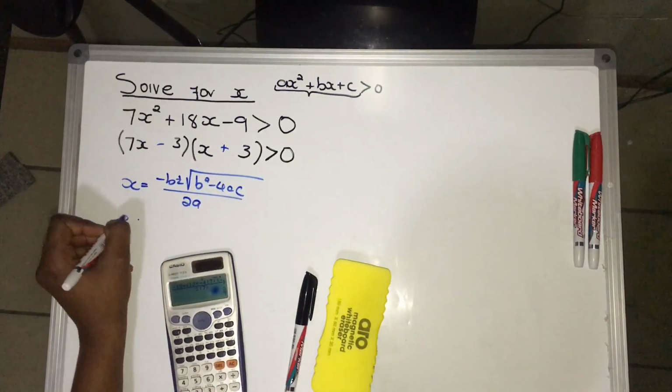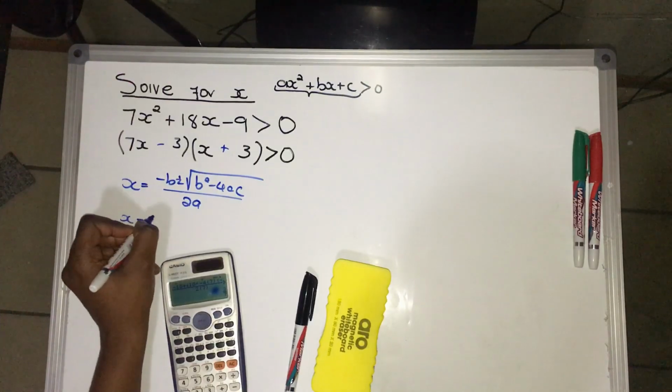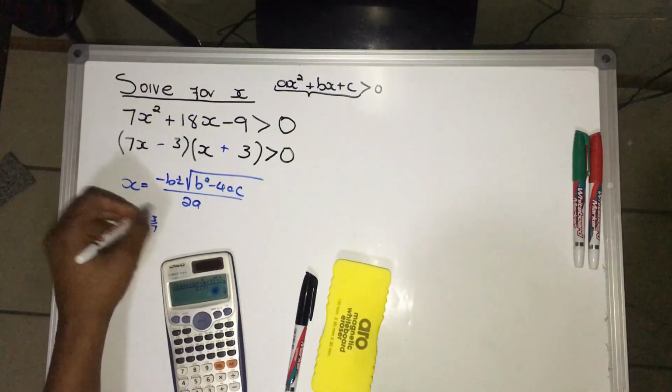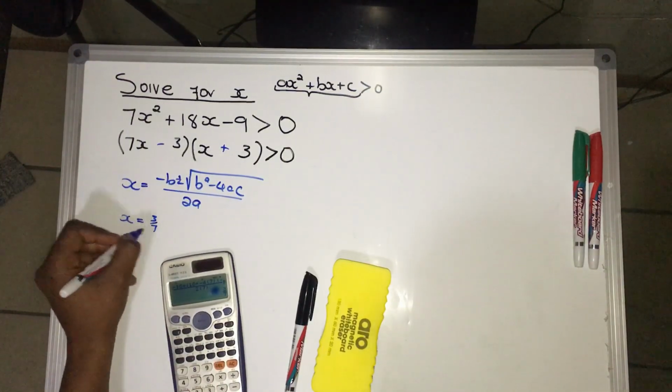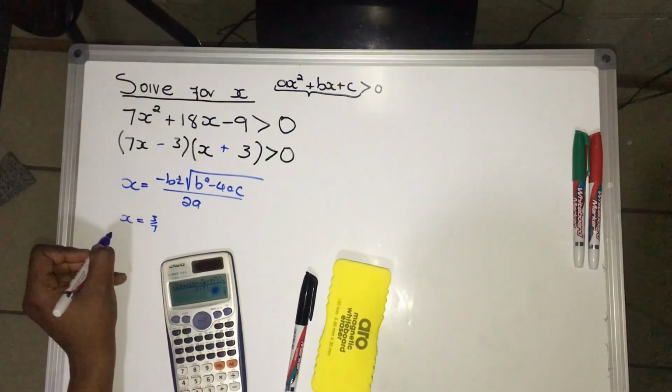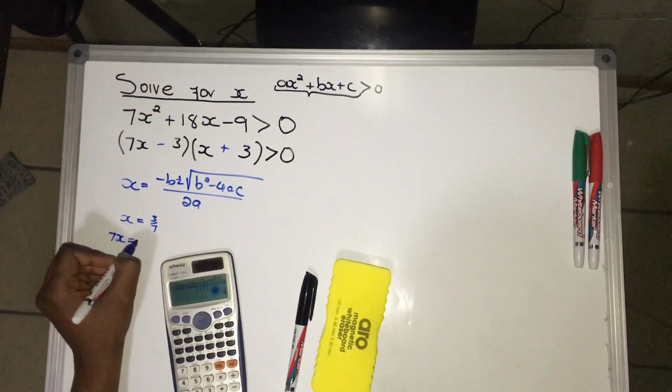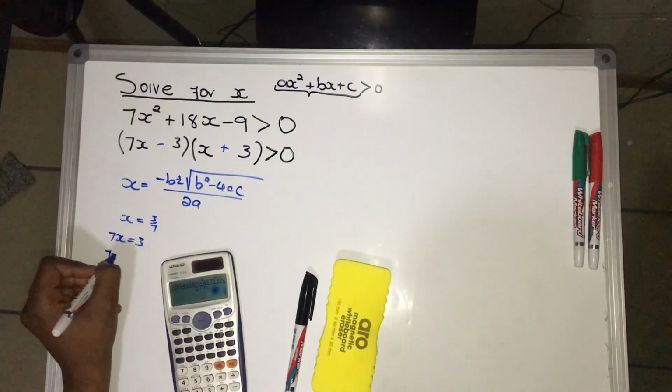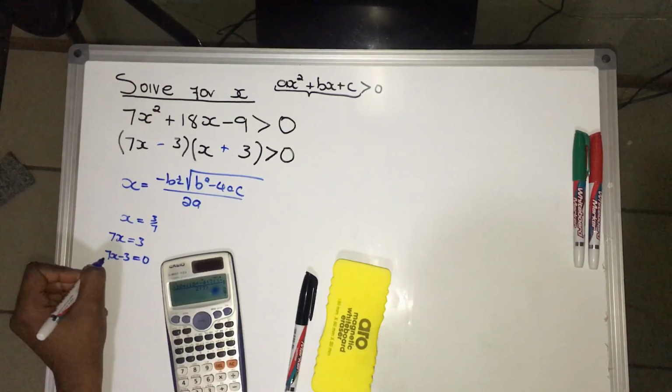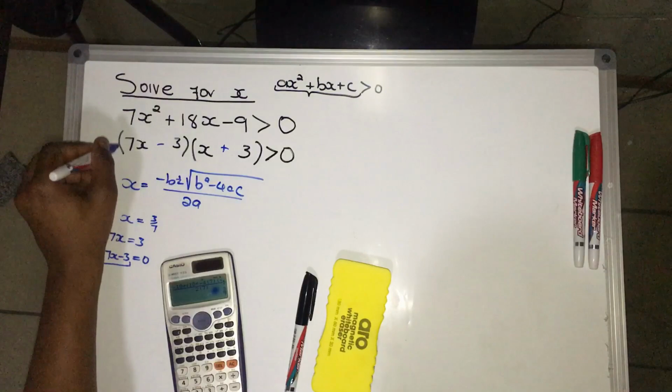So I'm getting the first value here: x is going to be 3 over 7. So to get the factor, cross multiply, so 7x equals 3, and then 7x minus 3 is 0. So this is a factor.